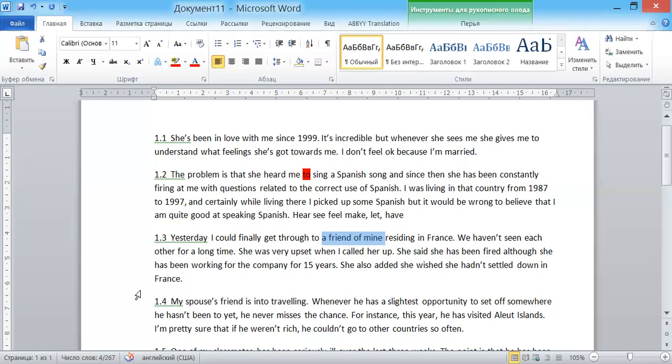And we use the modal verb could in its past form, and that's why we use only so-called bare infinitive. And what is a bare infinitive? It is infinitive without to. Yes, I could finally get through to a friend of mine. Doing what? Residing in France. It's a possible construction. It's okay. It's not a gerund because it answers the question doing what.